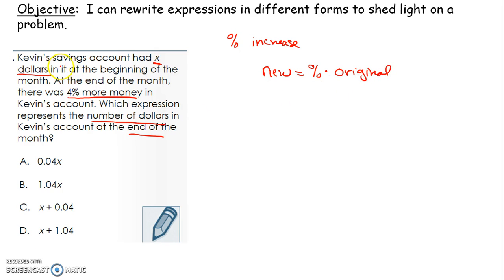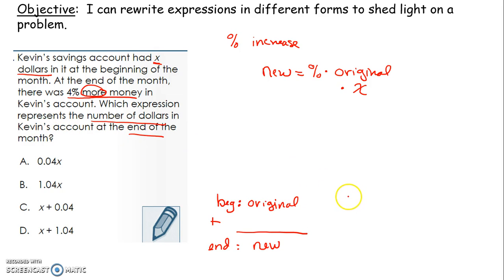All right. So what was the original amount that Kevin had? His original amount is the beginning of the month. So the beginning of the month would be the original amount. And then we're going to have to tack on additional money. And at the end of the month, we're going to get the new amount. So our original amount here is X. And we have to say, okay, by what percentage did the money increase so that I can get my total at the end of the month?